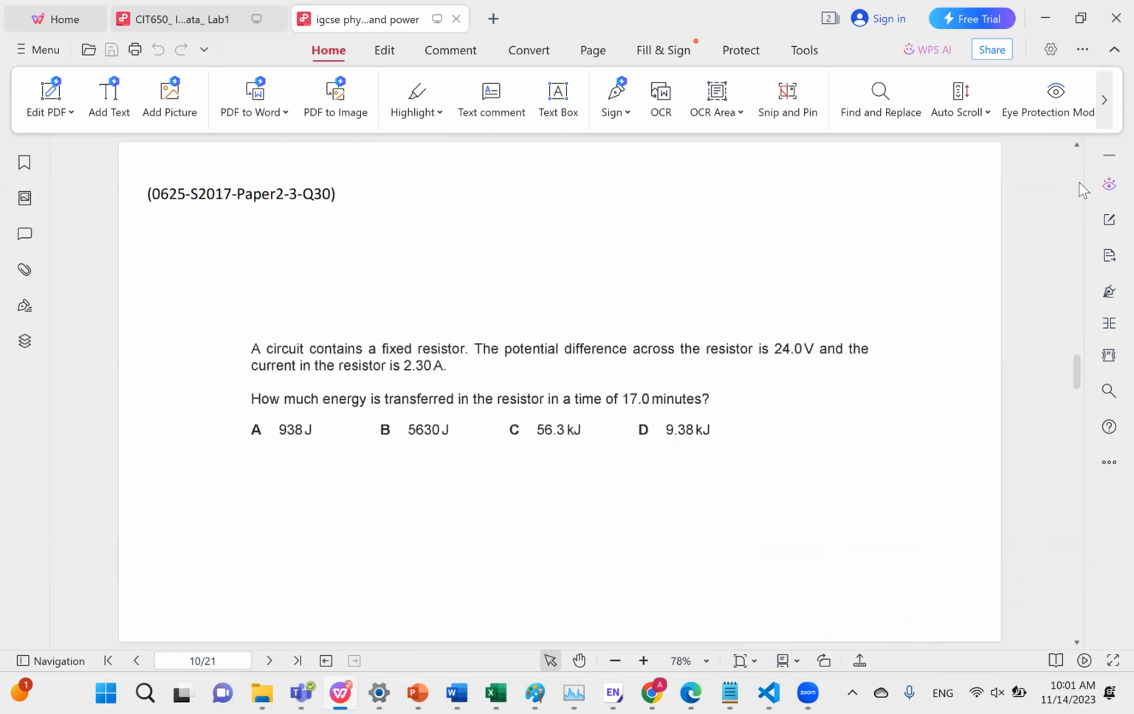A circuit contains a fixed resistor. The potential difference across the resistor is 24 volts, and the current in the resistor is 2.3 amperes. How much energy is transferred in the resistor in a time of 17 minutes?